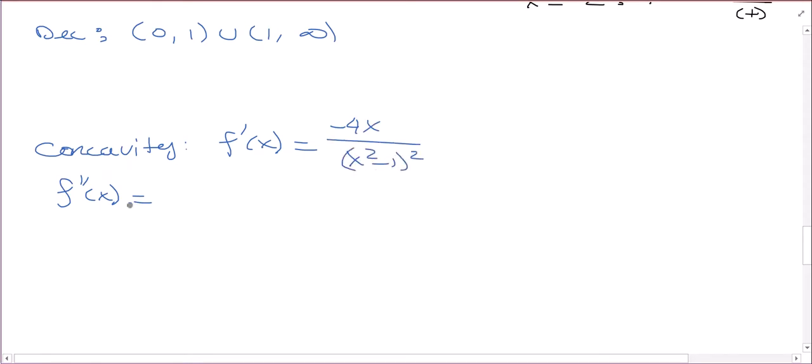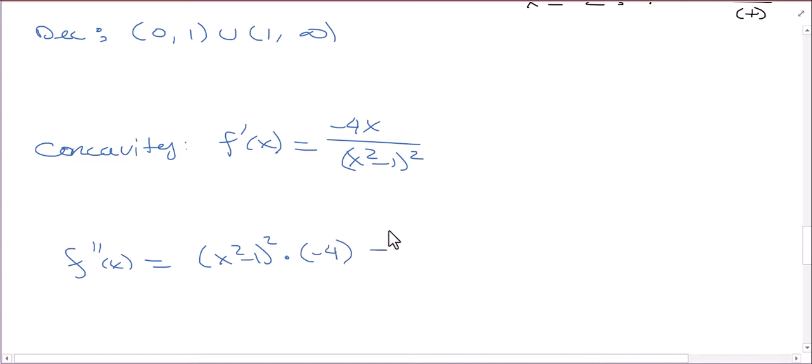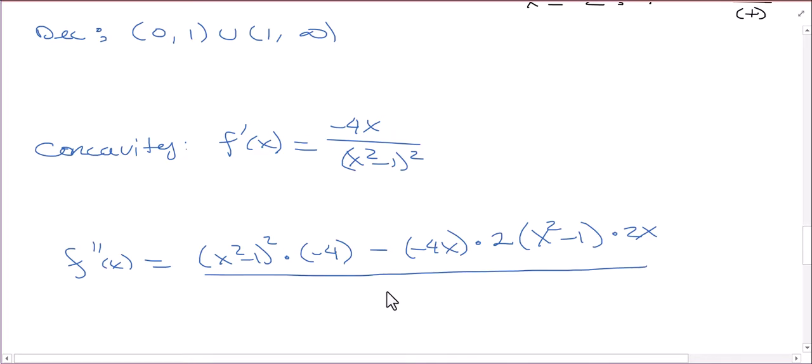So let's take the second derivative. So second derivative, we still need the quotient rule. So bottom, x squared minus 1 squared, times the derivative of the top. So times negative 4, minus the top, negative 4x, times the derivative of the bottom. And so here I need a chain rule. So 2, the inside left alone, times the derivative of the inside, all over the bottom squared. So x squared minus 1 squared squared gives me to the 4th.